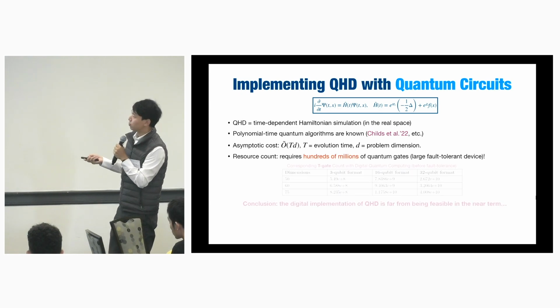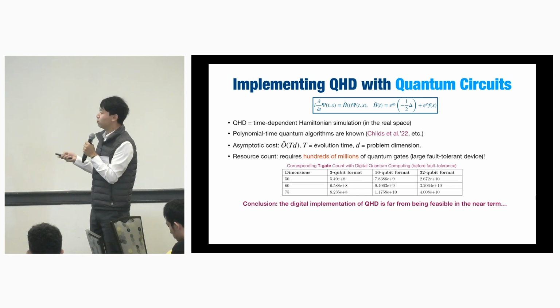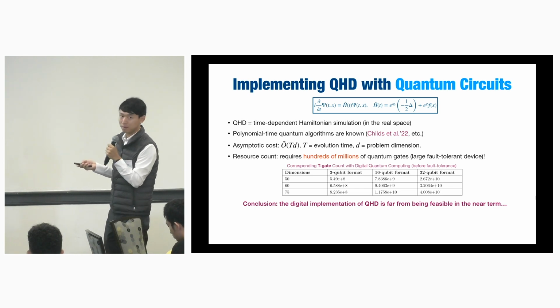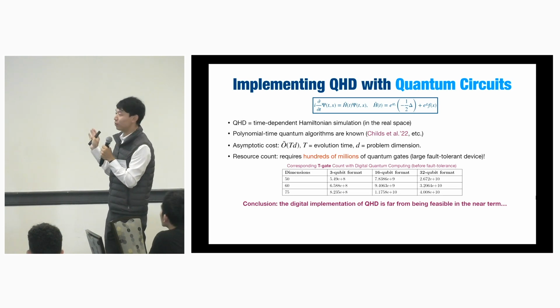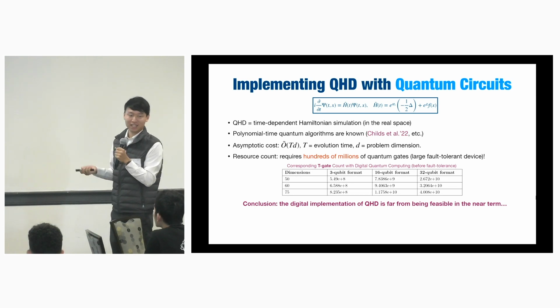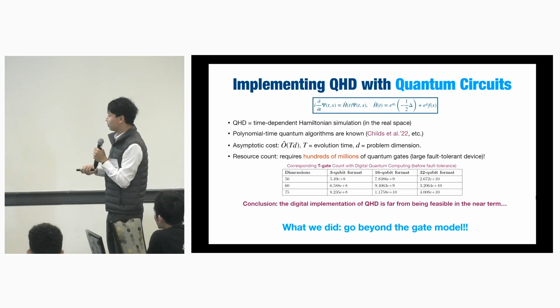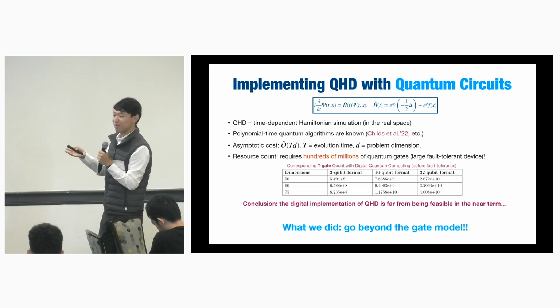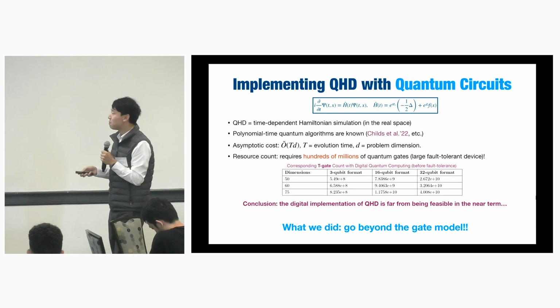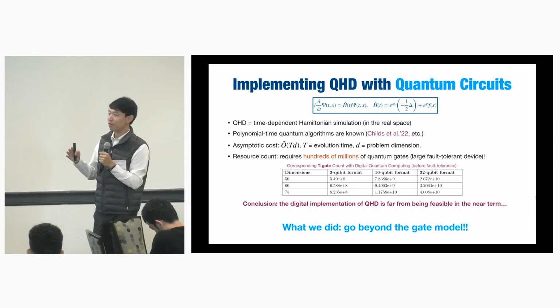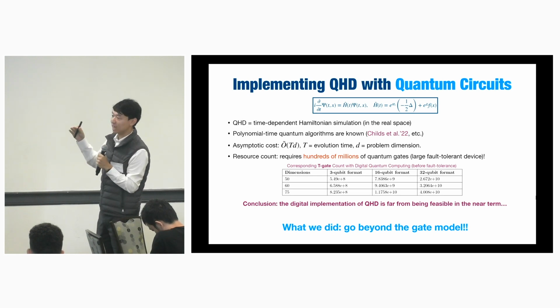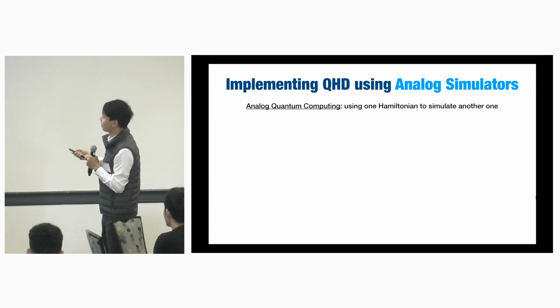However, we did a resource count, and we find that if you try to follow this standard quantum circuit implementation, they usually require billions of quantum gates, even without talking about fault tolerance. That's a lot, and we just cannot implement that in the near term. So maybe not in the next 1 year, but maybe in the next 5 or 10 years, who knows? But the short answer is, if we really want to do this now, in the next 1 year, or even just currently, we need to go beyond the gate model. So that's the next topic.